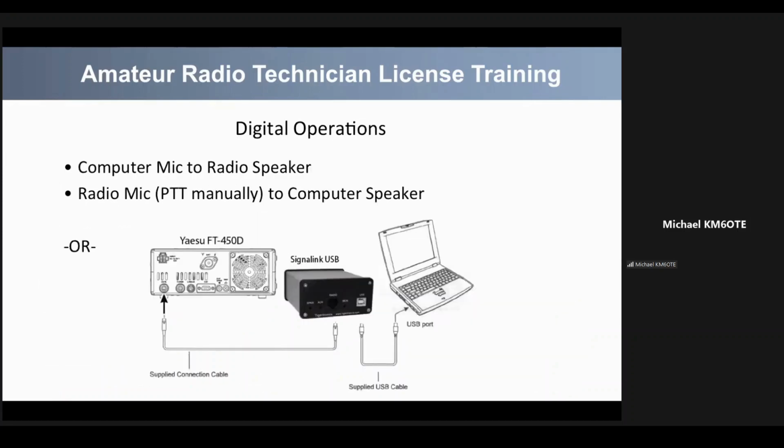So this a little bit more simplified diagram is here's a Yaesu connected to, and this is a Yaesu that doesn't have an internal sound card. There's a box called a sound link or a signal link that connects. You connect a USB to your computer and then connect the signal link to your radio, and now you've connected your radio to the computer. Again, that's called a signal link.